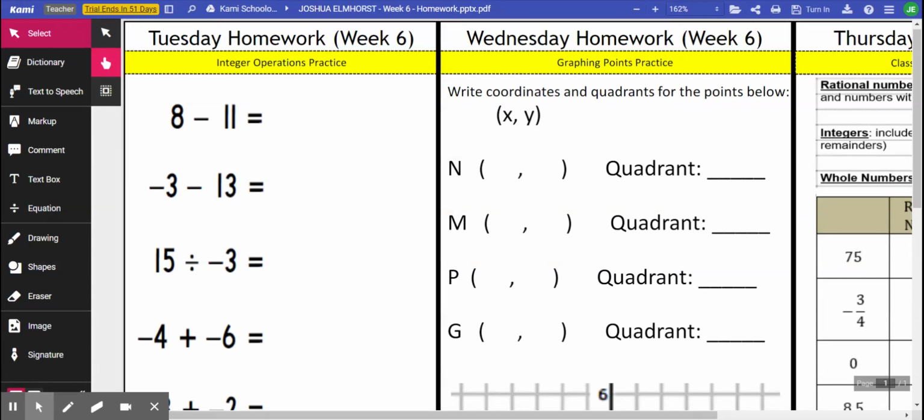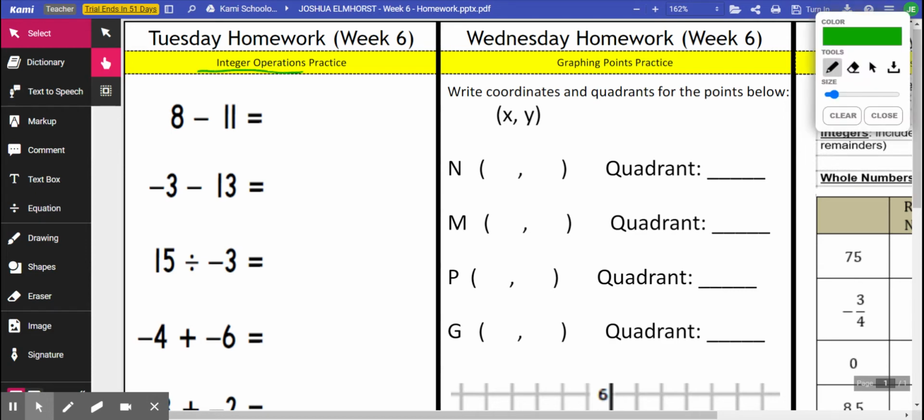Hey everybody, let's take a look at the homework for week 6 for Tuesday night. We're looking at the integer operations. Our first one, the integer operation is subtraction, and that is rule 2. Rule 2 says we're going to add the opposite of the second integer. So we're going to change this problem to add the opposite.